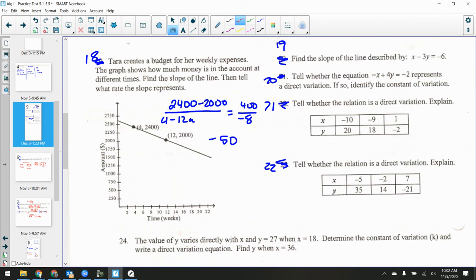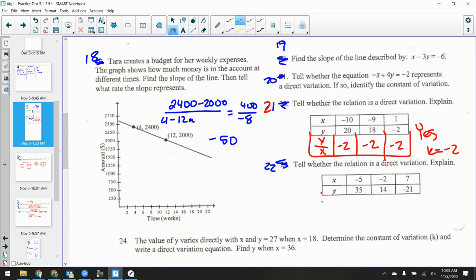Number 20, is that a direct variation? No. This is not a direct variation because I see addition and subtraction. Number 21. Remember, this is the one where I add this row on. So I have 20 divided by negative 10 is a negative 2. 18 divided by negative 9 is a negative 2. Negative 2 over 1 is a negative 2. So this would be a yes because the k is negative 2.